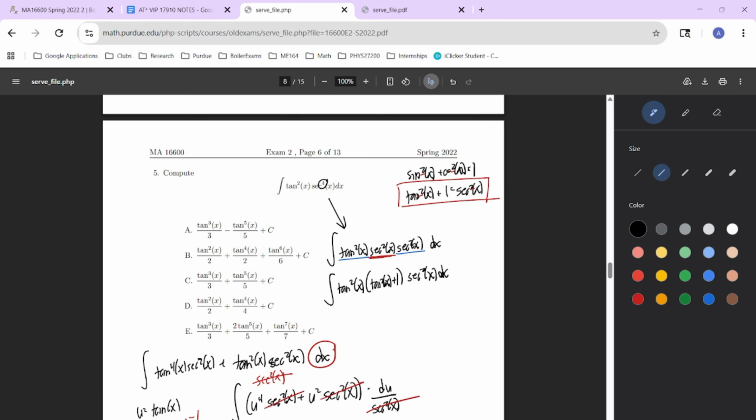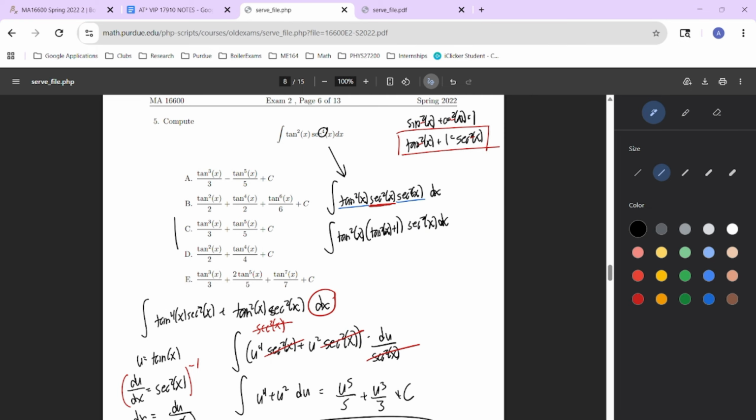Is there any solution that matches our answer here? That would in fact be choice C.